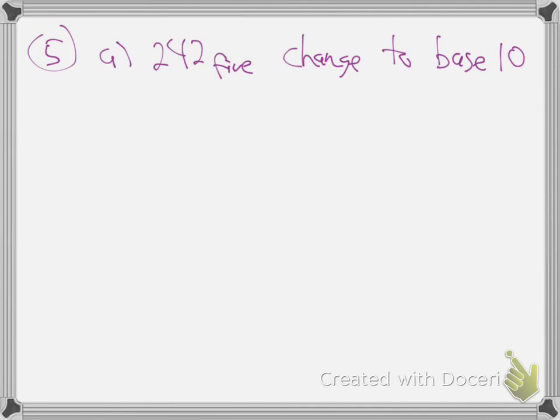So 242 base 5. Let's go through the place values. So just write in the place values. What's the first one? Ones. Next. 5, because we're doing base 5 here. Next. 25. Good, and then figure out what that number is. We're just doing the place values.